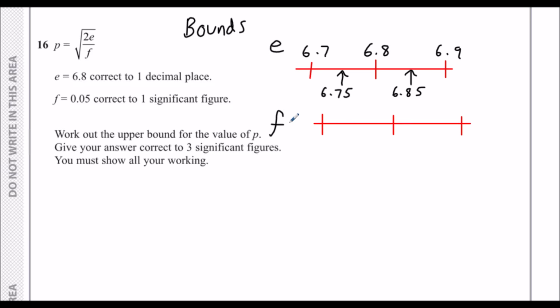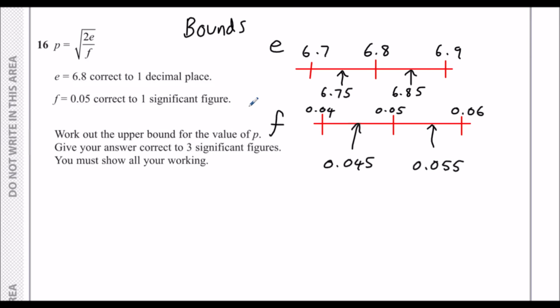For F, we have 0.05. The one down is 0.04. The one up is 0.06. So the lower bound is 0.045. And the upper bound, halfway again, 0.055.